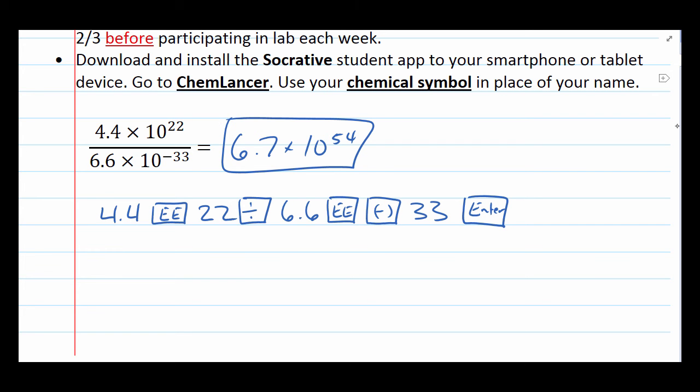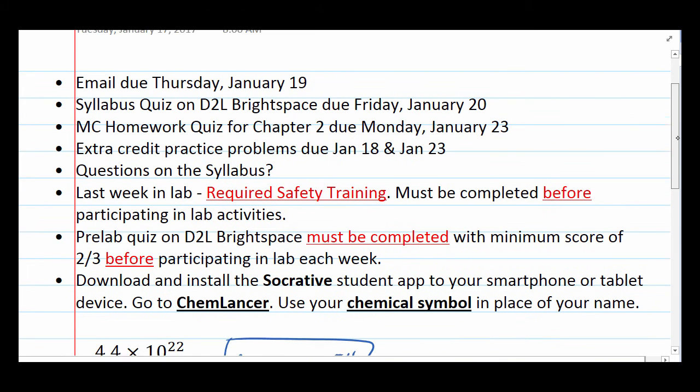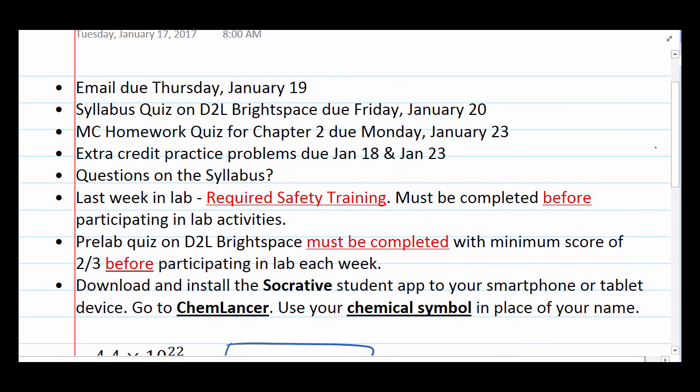All right, a few announcements. Again, only for the first 2 weeks, I remind you of your responsibilities in here. Starting next Tuesday, a week from today, we'll not be going through this before class every day. Your email is due this Thursday, so you have 2 more days to get that email in. Then your syllabus quiz is due on Friday on D2L. The first Mastering Chemistry homework quiz is due next Monday. And there's an extra credit practice problem that's due on Mastering Chemistry tomorrow night and another set on Monday.